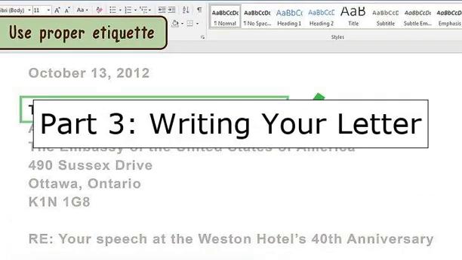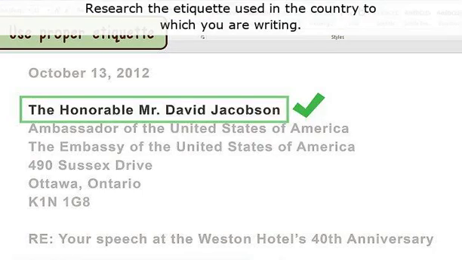Part 3. Writing your letter. Step 1. Research the etiquette used in the country to which you are writing. Different countries have their own formalities and diplomatic protocol for addressing ambassadors and other members of embassy staff. You may be able to find this information on the embassy's website, or by doing a quick internet search using the country's name with words such as etiquette, diplomatic protocol, or forms of address.